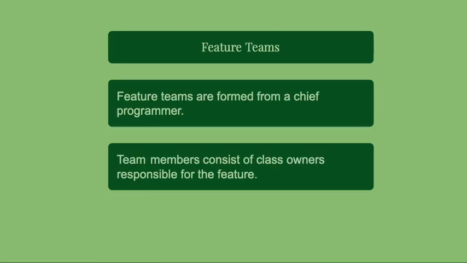For feature teams, the chief programmer creates a feature team by a single feature, and that team is responsible for that feature. They consist of class owners that have classes that are related to that feature.